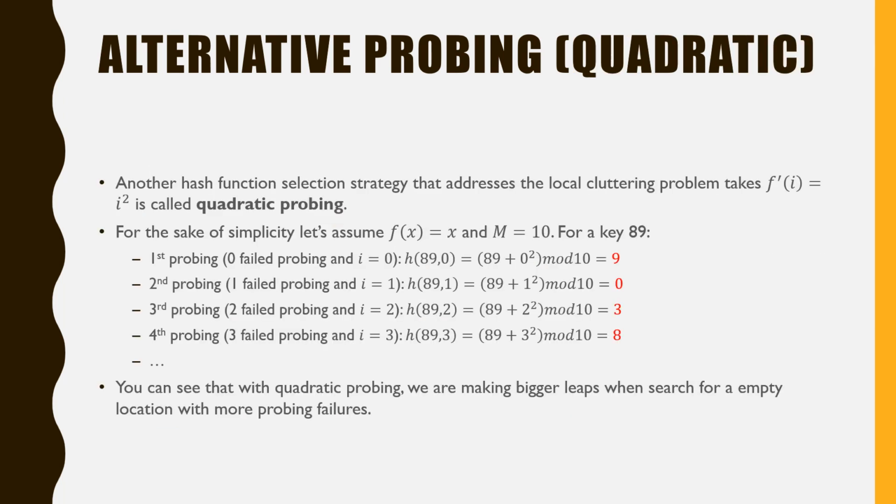To address the issue, we can use quadratic probing, where we simply take f prime of i equals i squared. For the key 89, we can see that its first hash value will be 9, the second will be 0, the third will be 3, and the fourth will be 8, and so on and so forth. You can see that with quadratic probing, the step size for the search of the next available location increases quadratically with the number of probing failures.